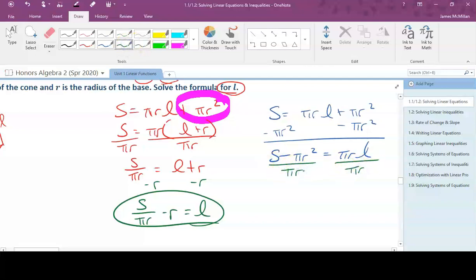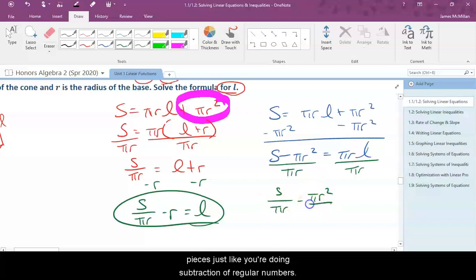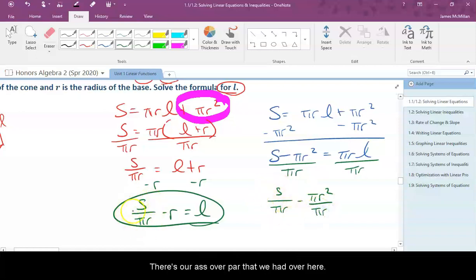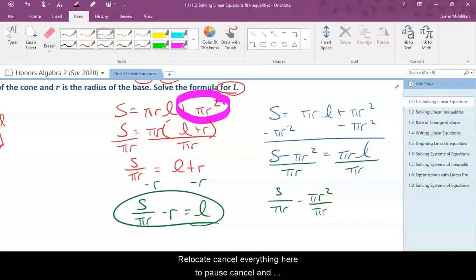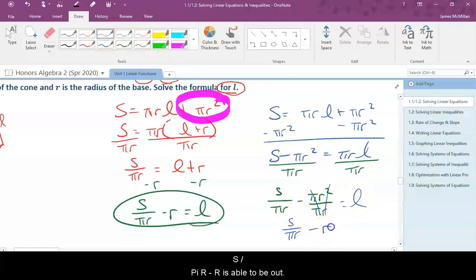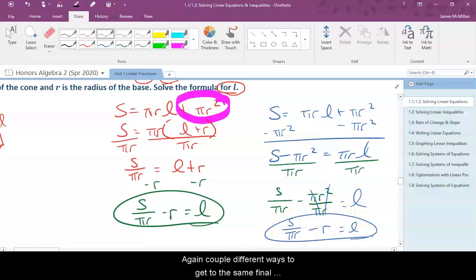And so right now it doesn't look like these solutions are similar. But remember that we can split this fraction into two pieces, just like if we were doing subtraction of regular numbers. There's our S over pi r that we had over here. And when we look at canceling everything here, the pi's cancel and one of the r's cancel. And so we get S over pi r minus r is equal to L. So again, a couple different ways to get to the same final answer. Again, it's part of the process.